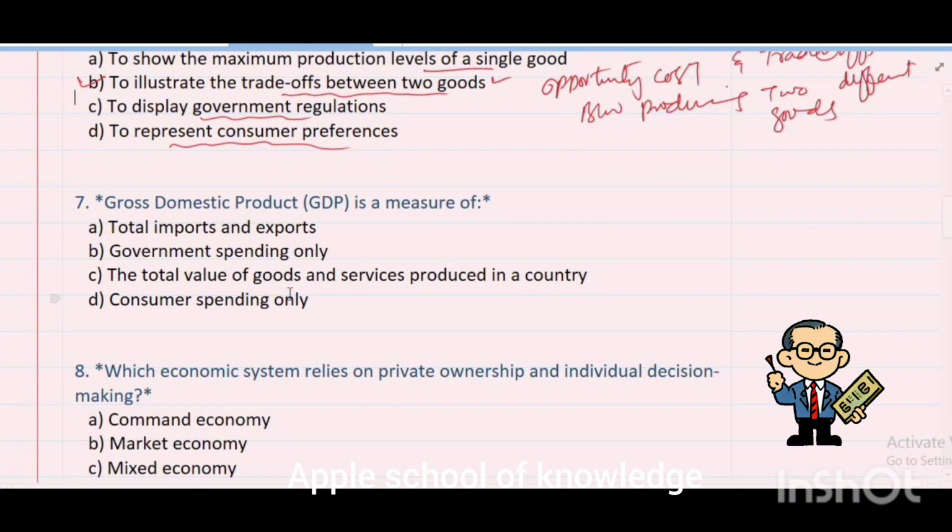So gross domestic product is a measure of what? Total import and export, government spending only, total value of goods and services produced in a country, and consumer spending. The concept is very simple. We call it GDP in simple terms, which represents the sum of all goods and services produced within a country's border. So I think option C is the correct one: the total value of all the goods and services produced in a country. This is the basic definition of GDP.